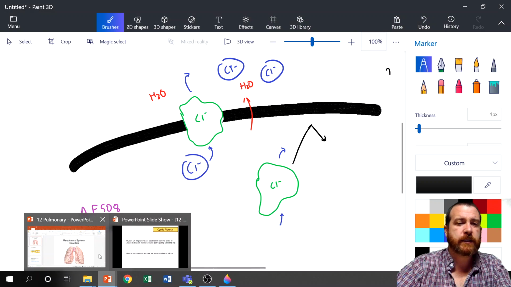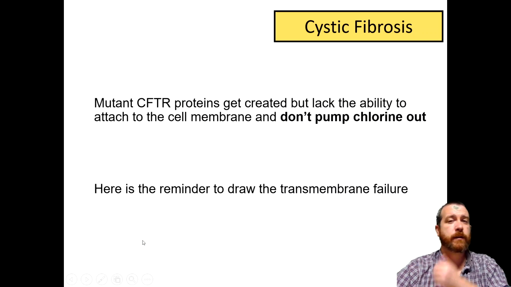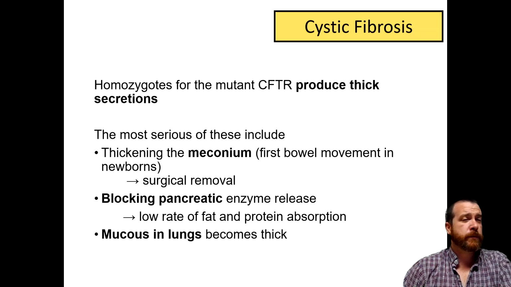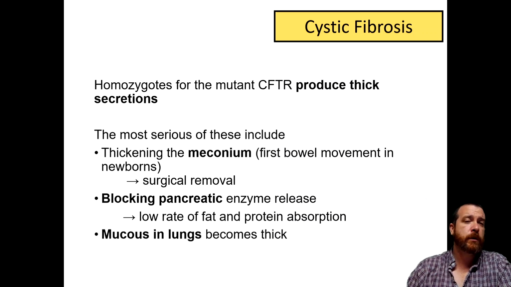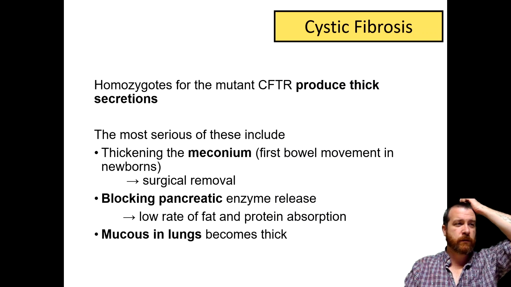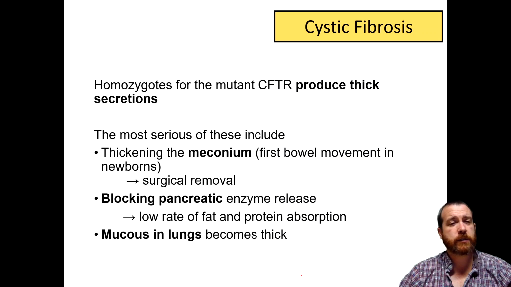Well, what effects does this have is really going to be entirely dependent on the portion of the body that you're looking at. If you're a homozygote, remember this is an autosomal recessive condition, so you have to have two broken copies, you end up making thick secretions. You're going to see this first at birth in the meconium, but you're also going to see this in pretty much anywhere else that's excreting things out of the body. So you see it in the pancreas and you see it in the lungs pretty substantially.